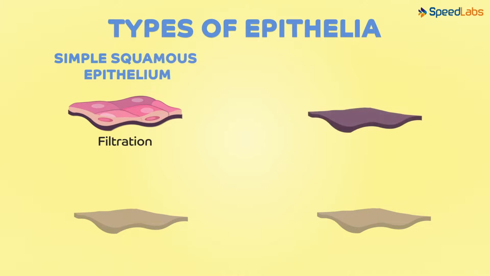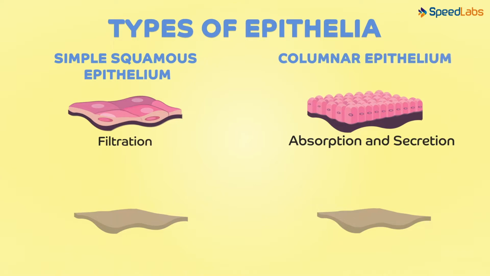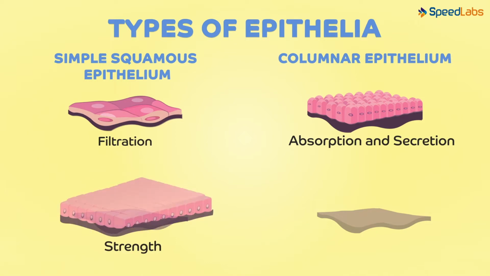Now let's take up the next function, that is absorption and secretion. For this, obviously we would need a larger surface area, right? Which is why we have these tall pillar-like cells on the basement membrane making up the columnar epithelium. Now at times, we need the strength or support along with the larger surface area. In this case, we slightly change the structure to cube-like cells and form the cuboidal epithelium.